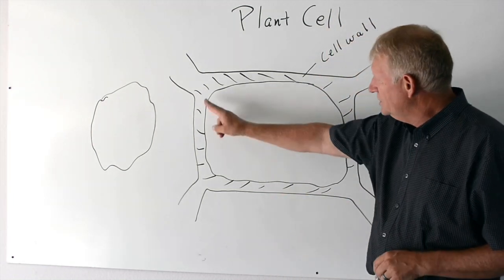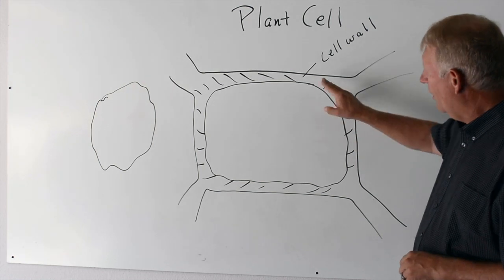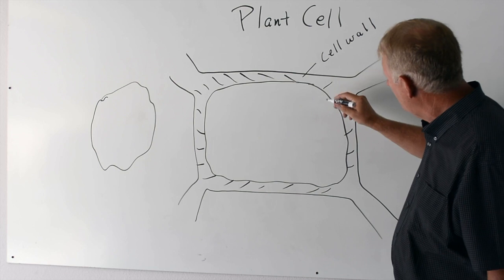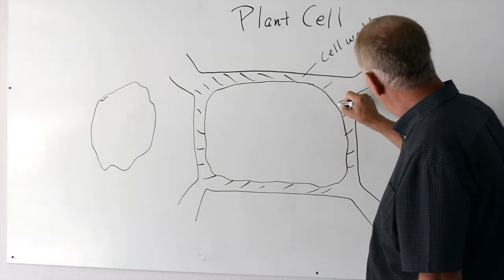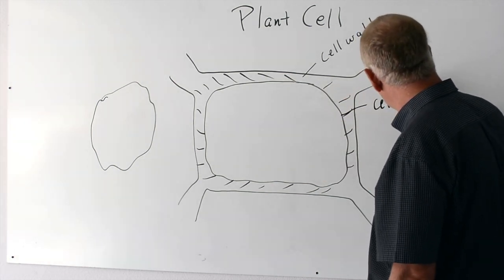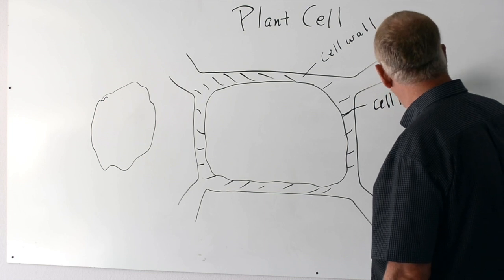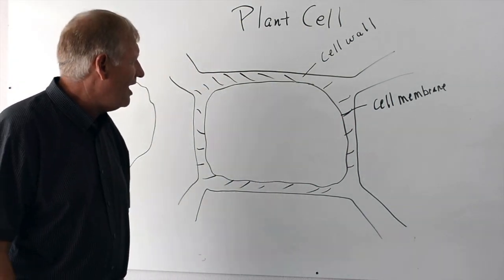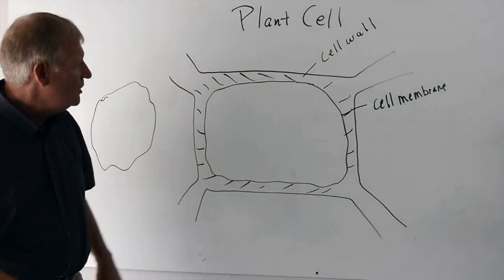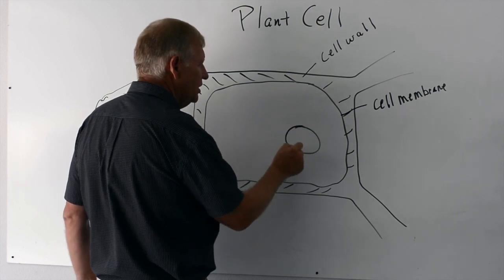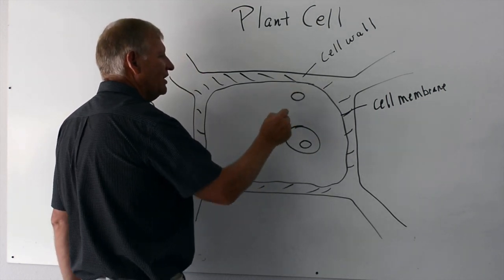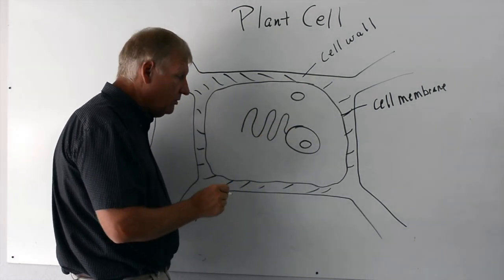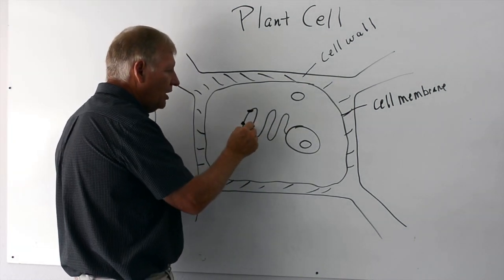So here's this cell wall on the outside, but we still have a cell membrane. Right inside of the cell wall, we still have this cell membrane. And we have all of the cell organelles that we have in the plant. We have the vacuoles, we have the nucleus, we have the nucleolus, and we have, remember what this one was, the endoplasmic reticulum with the ribosomes on it.